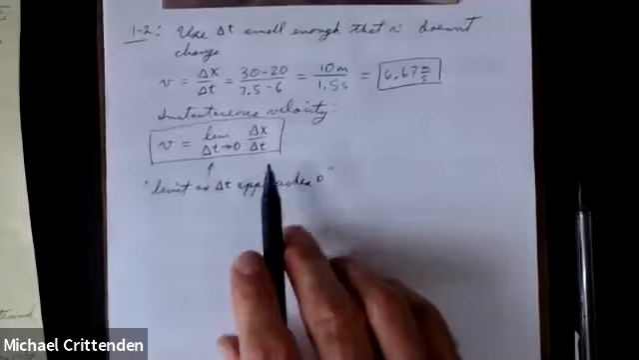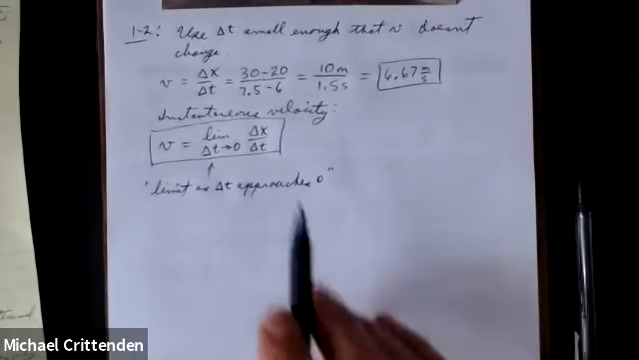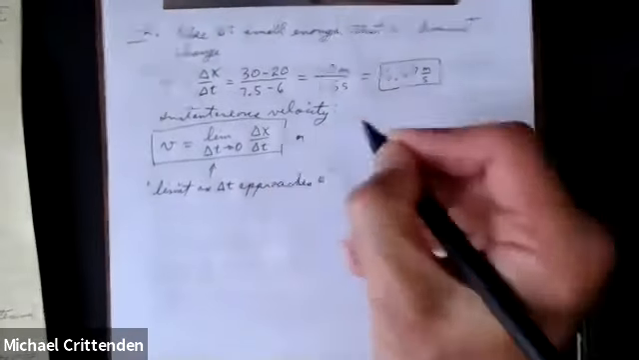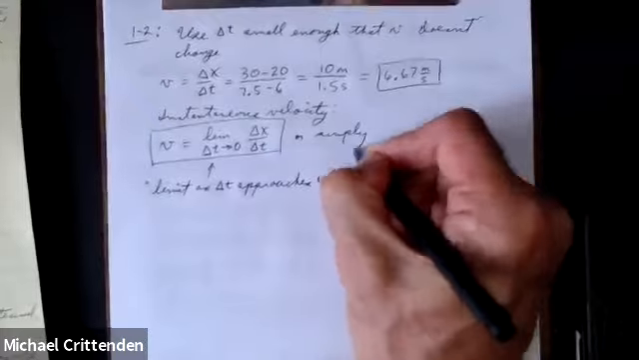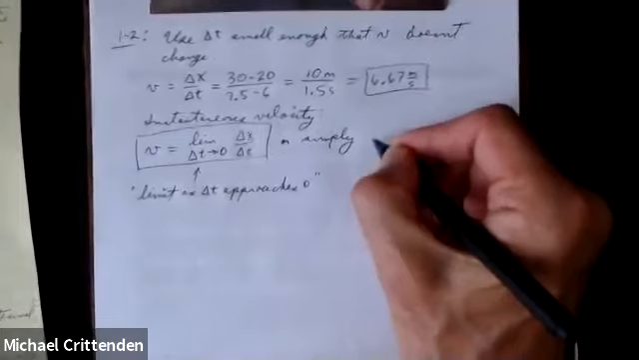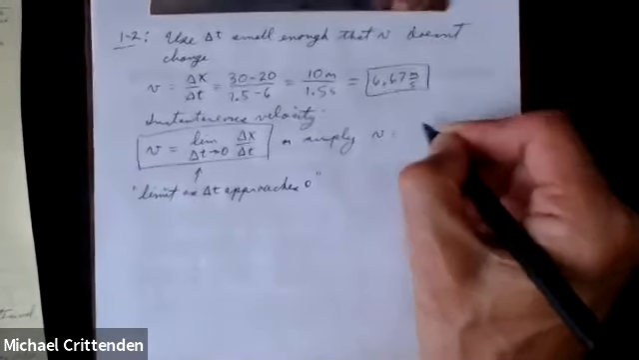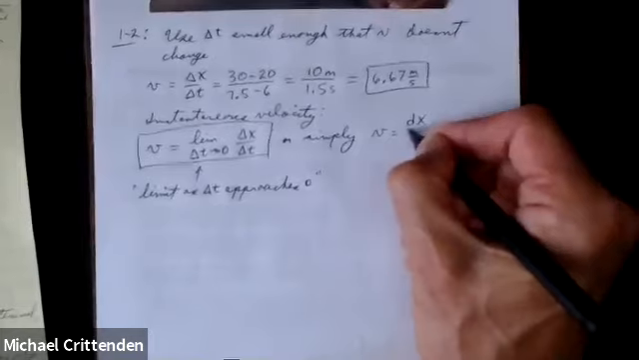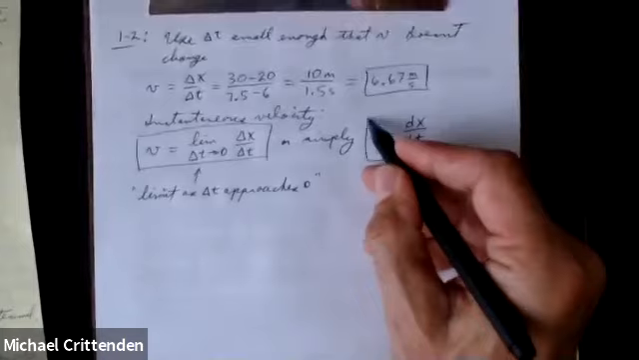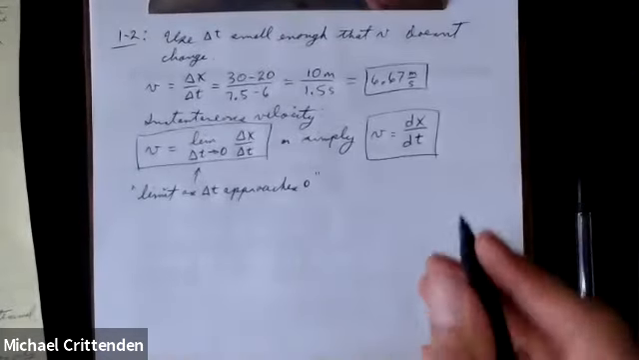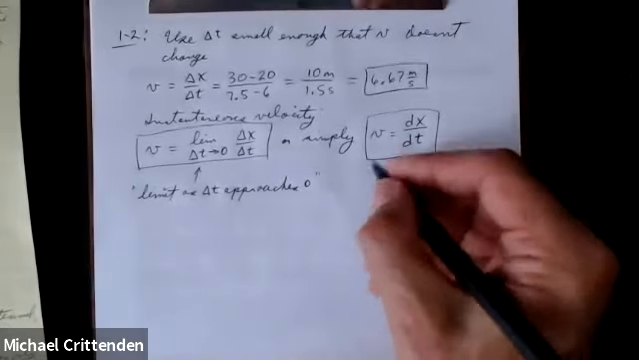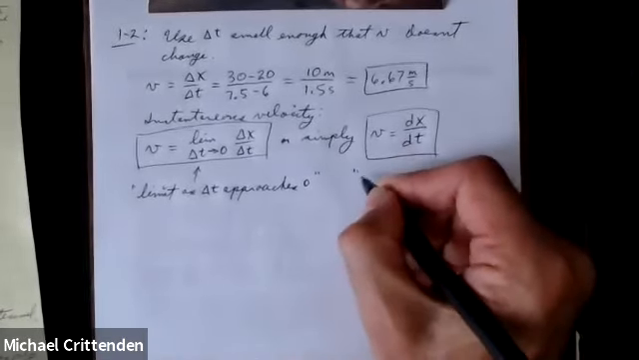But there's a shorthand notation for this. Instead of writing all that out about a limit and all of that, you've got that, or simply dx over dt for the definition of instantaneous velocity. This particular type of limit, this particular example of a limit, is called a derivative.